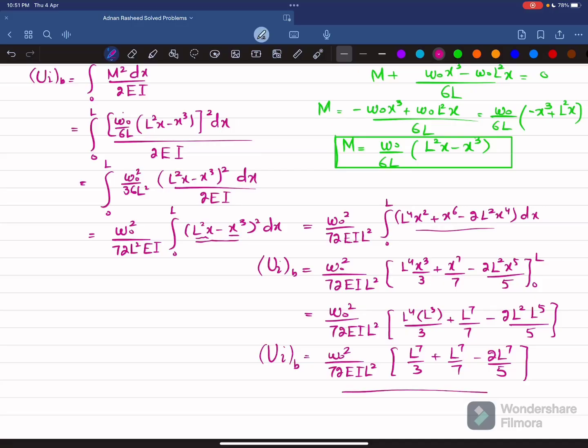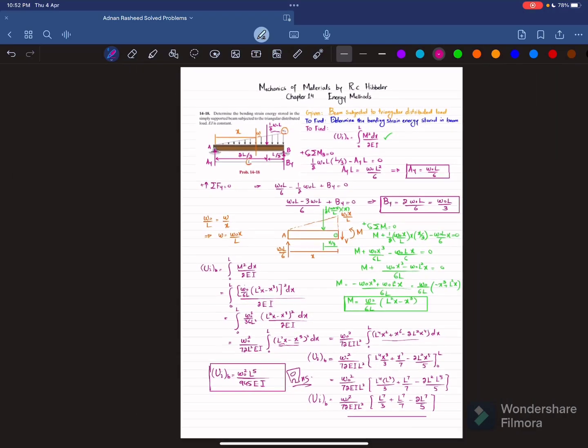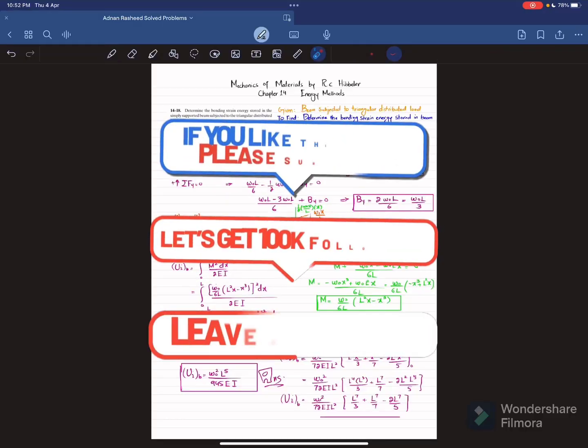And when you solve all these, you will get at the end strain energy due to bending in the simply supported beam comes out to be W naught square L5 over 945 EI, which is the answer of this question. So this is the amount of strain energy that will be stored in this simply supported beam due to bending. And that was all about problem 14-18.